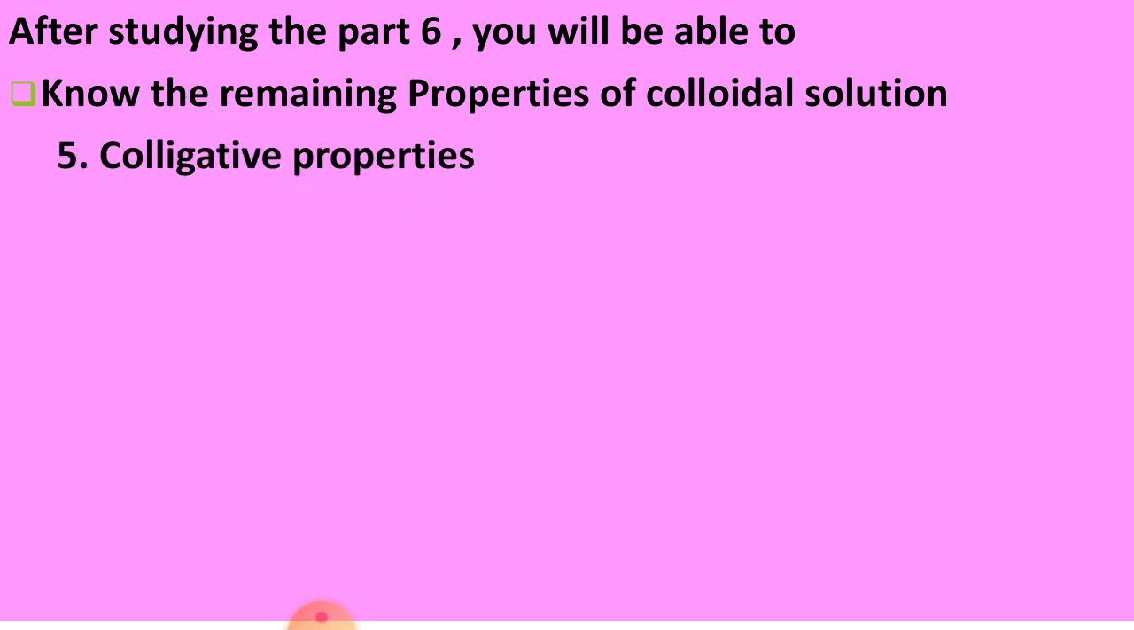About colligative properties, I told you in unit 2, solution, that those properties which depend upon the number of particles but not the nature of particles are known as colligative properties. Basically these properties are relative lowering of vapor pressure, depression in freezing point and elevation in boiling point, and one more property, that is osmotic pressure of solution. So these four properties belong to the colligative properties.